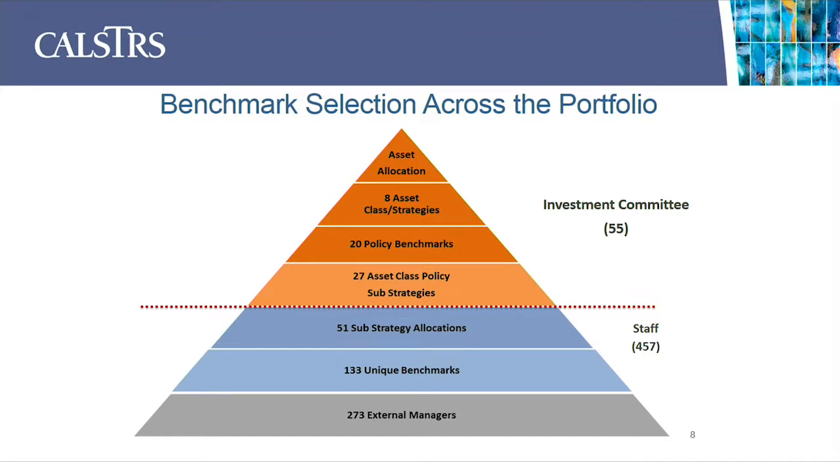So this is a chart that I really like because it talks about the benchmark selection across the portfolio. And you can really see the breadth and the depth and the complexity of the benchmarks that we are choosing. The top of the pyramid, where the red dotted line and above, is what the investment committee is making decisions and has decision points on. And I think as I showed this chart to Chris, he was really shocked. He was shocked that there are 55.